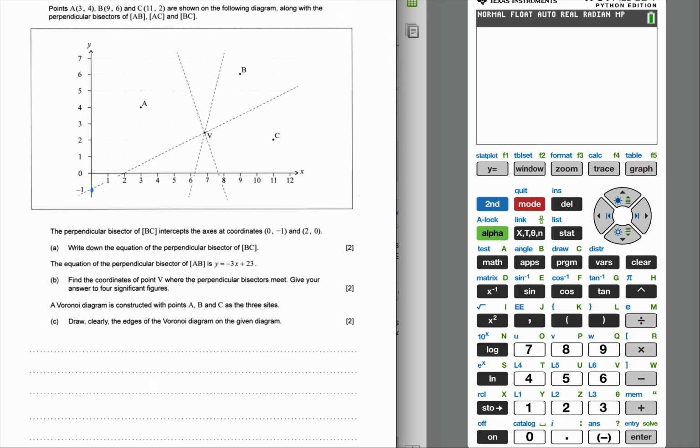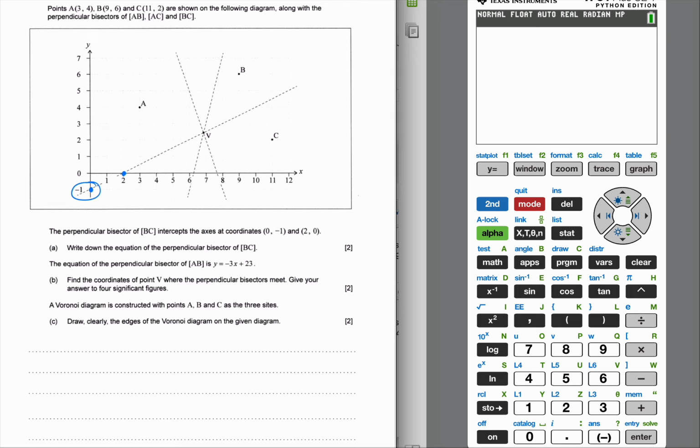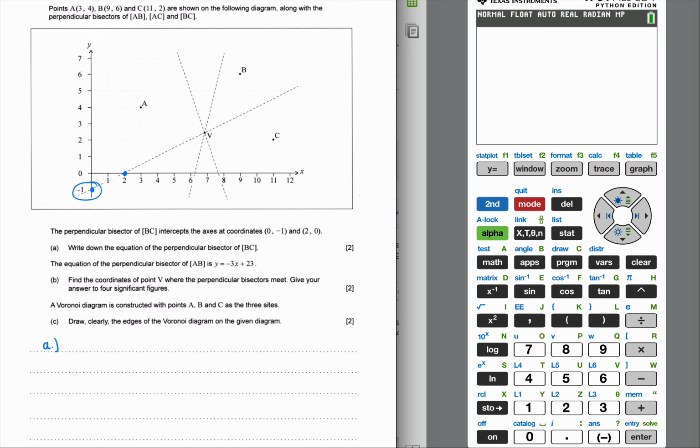So using these 2 points, that could help us to find the gradient, and we also know where it crosses the y-axis, so then we have our full equation. So the gradient is the change in y over the change in x. So the change in y here is 0 minus -1, all over the change in x, so 2 minus 0. So that gives me 1 over 2, and therefore 1/2.